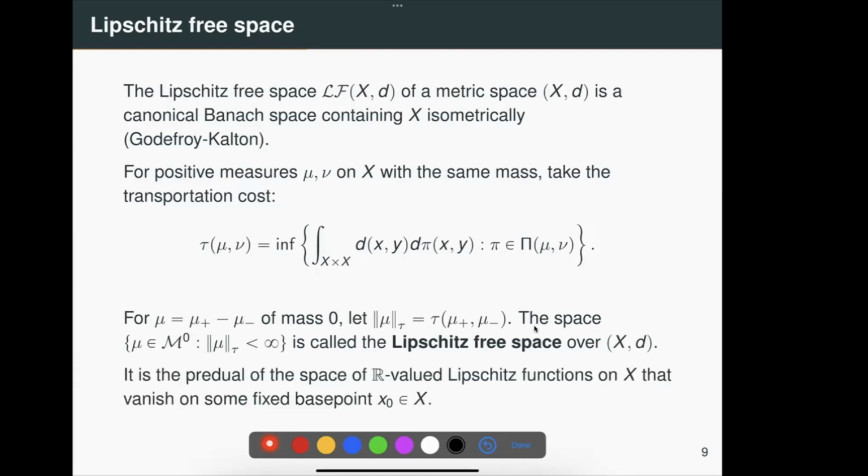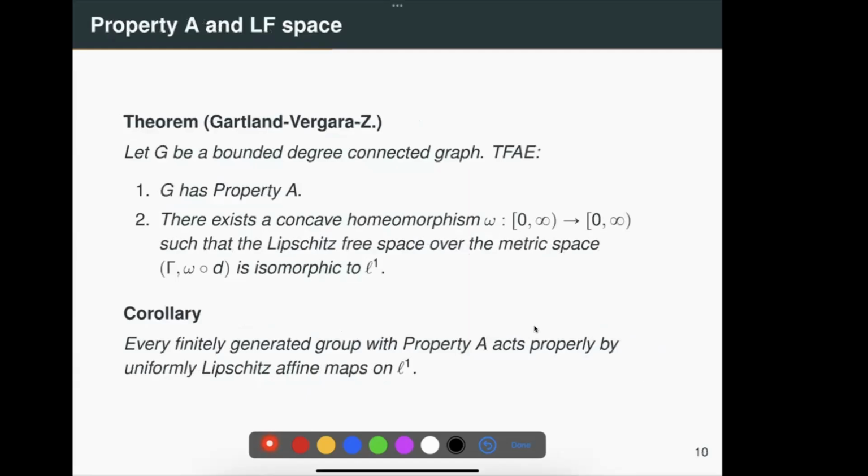One reason for this name is that by the Kantorovich duality, this is a pre-dual of Lipschitz functions. You pick a point to normalize the functions to be 0 at that particular base point. And then this space of signed measures is the pre-dual of this space of Lipschitz functions. So it's a nice Banach space. And so I can state the result.